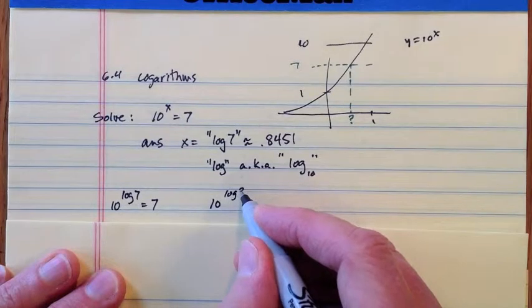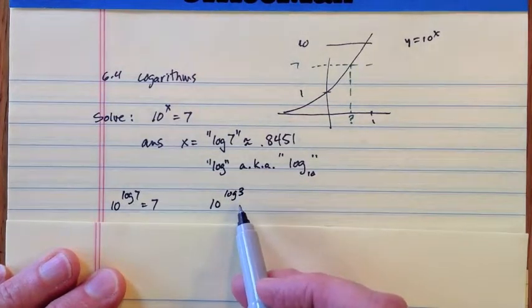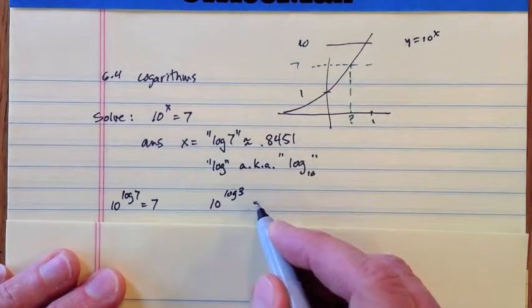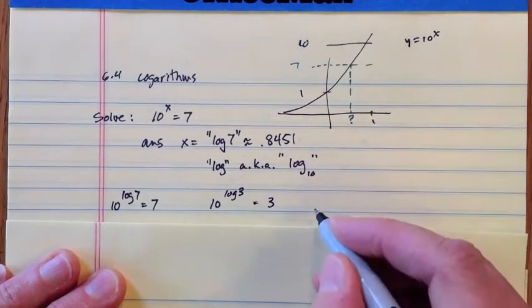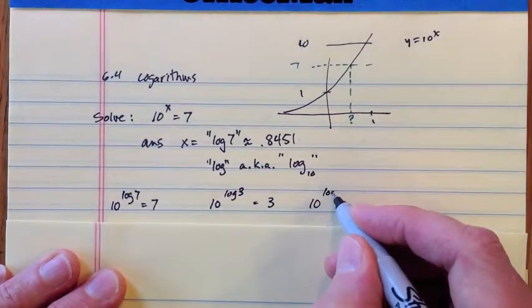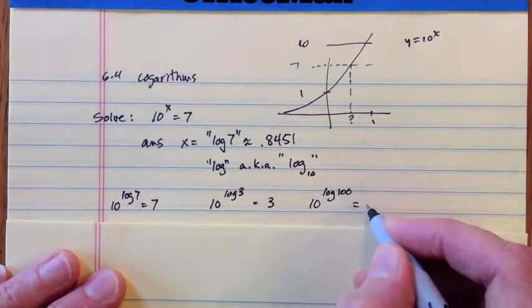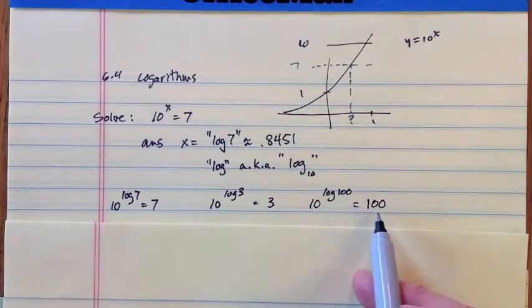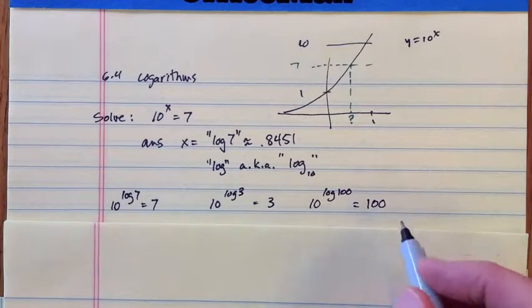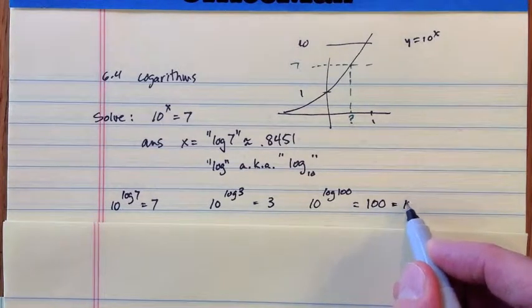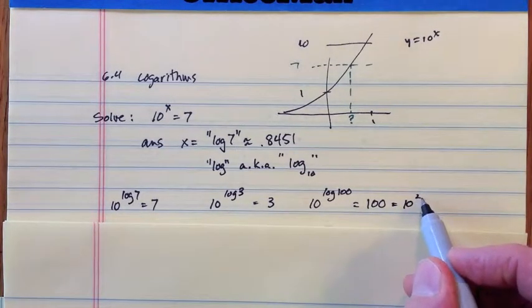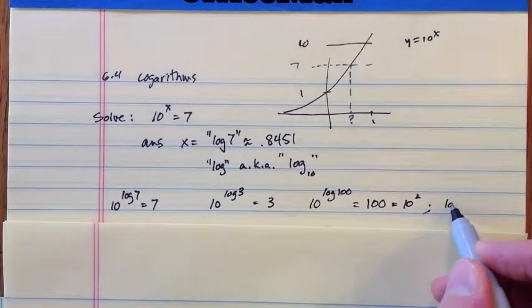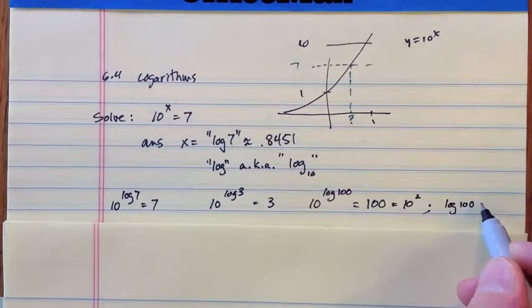What's 10 to the log 3? Well, log 3 must be the number that you raise 10 to in order to get 3. So 10 to this number is 3. All right, 10 to the log 100 must be 100. I already know 100 is a power of 10, so log 100 must equal 2.